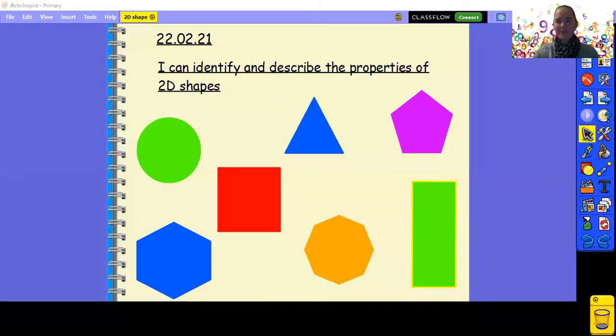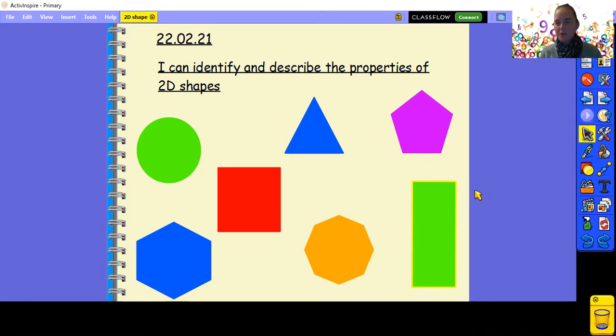So today I'm going to be taking you through your maths learning, and this week we are looking at 2D shapes. So I'm going to share my screen with you so that we can go through some activities together. Okay. So our learning intention for today is I can identify and describe the properties of 2D shapes.